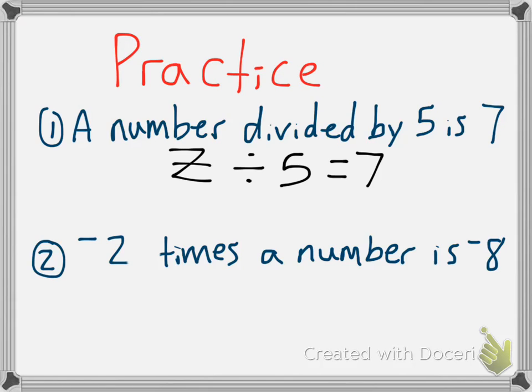Let's look at the next one. -2 times a number is 8. Well, we've got -2 times a number, that's going to again be our variable, we'll make it w this time, is, which is equals 8. All right, so it's as simple as that, just interpreting numbers.